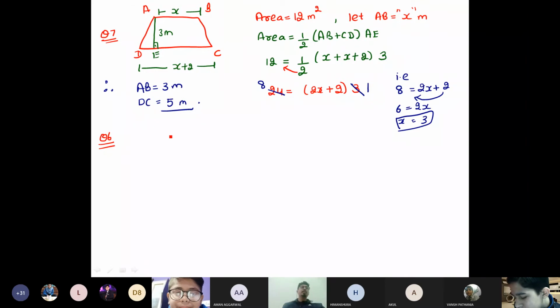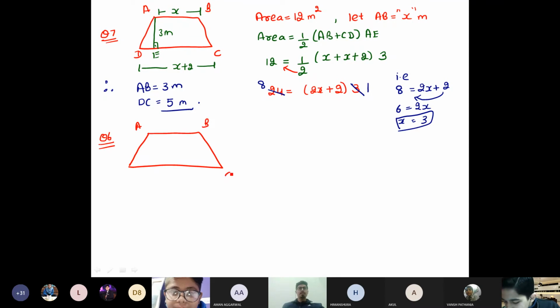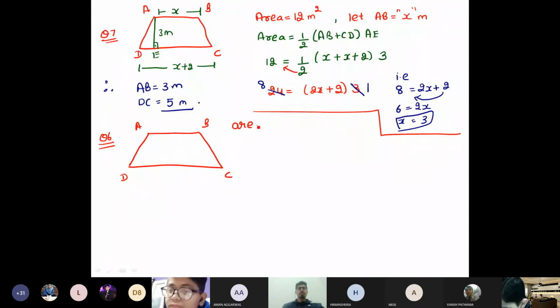See question number 6. The trapezium. The area of the trapezium is given. Let us name it as ABCD again. Area is how much? 138 meters square. Now just see everyone, just listen.